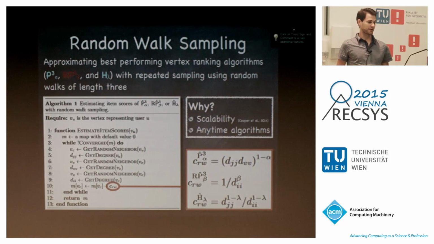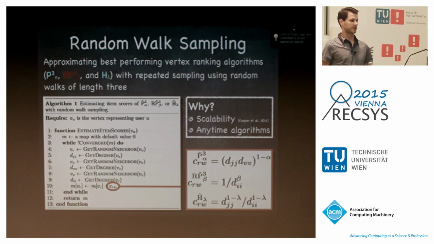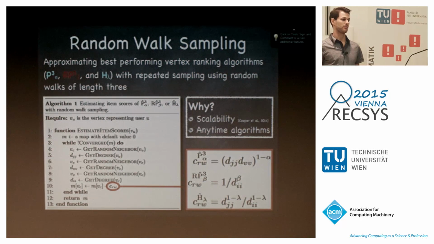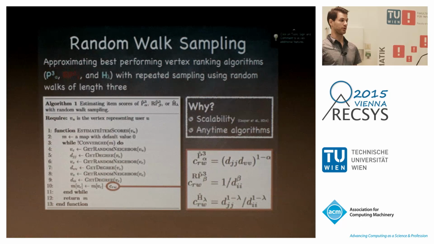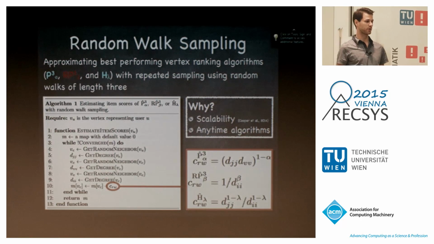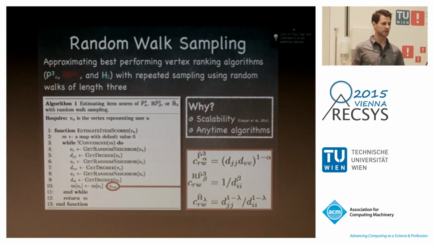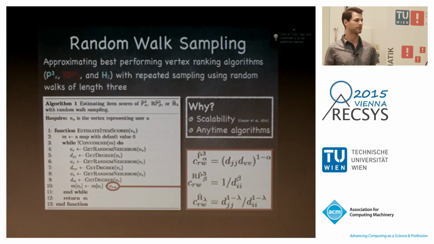So now we found that RP3 beta is a procedure that gives quite good accuracy and diversity performance, but we also wanted to find a way to implement this method in a scalable way. For that we used a random walk sampling approach that was introduced by Cooper in 2004.